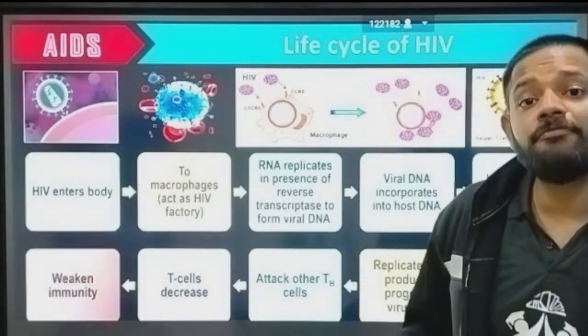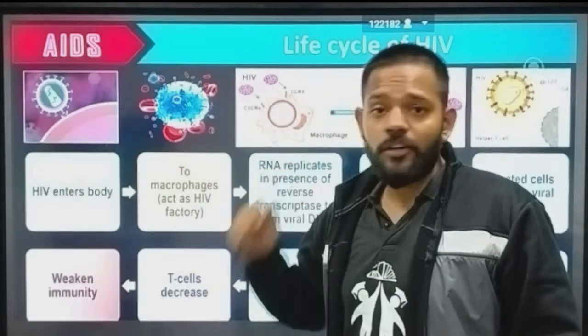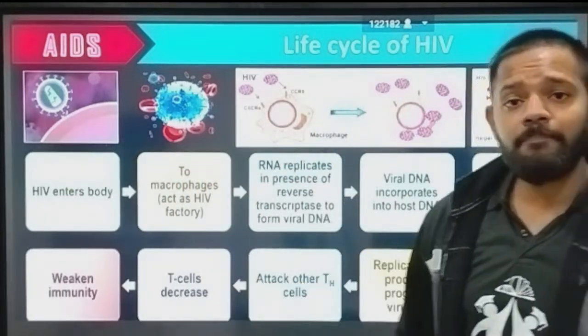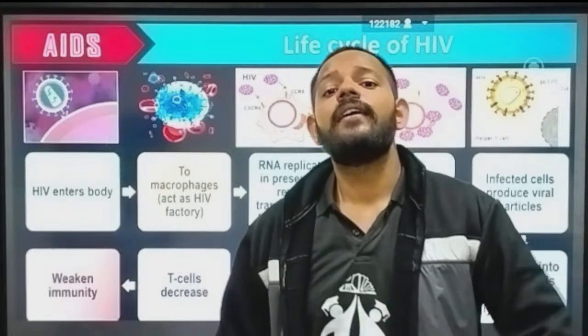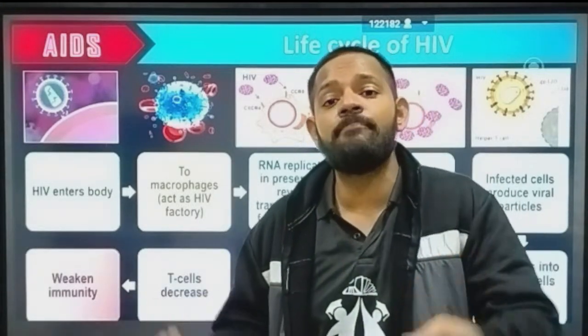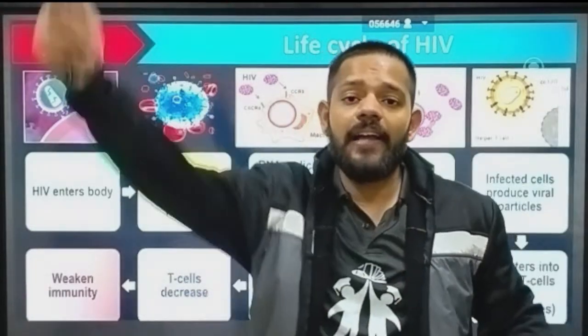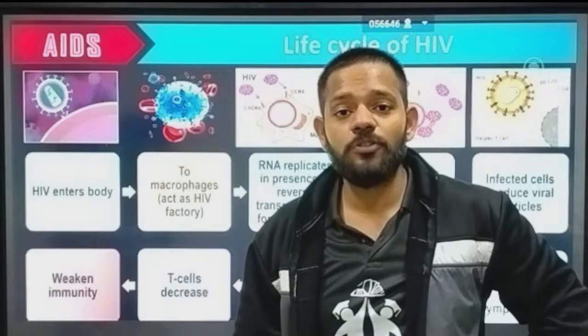So how does that weakened immunity occur with HIV? Automatically macrophages are decreasing, T helper cells are decreasing. Now how does the decreased number of T helper cells send the message of infection to your T killer cells and your B cells which produce antibodies?